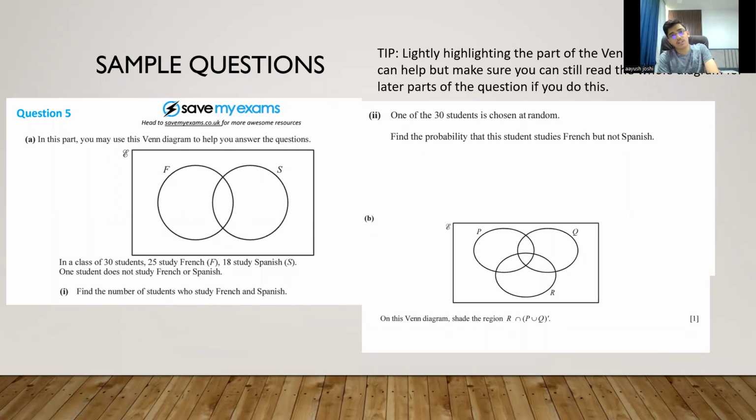Okay, so let's take a look at a few sample questions. A tip I'd like to give you guys is to highlight the part of the Venn diagram for whatever question they are asking, so that you don't get confused when doing these questions. So what I mean by that, I'll show you.